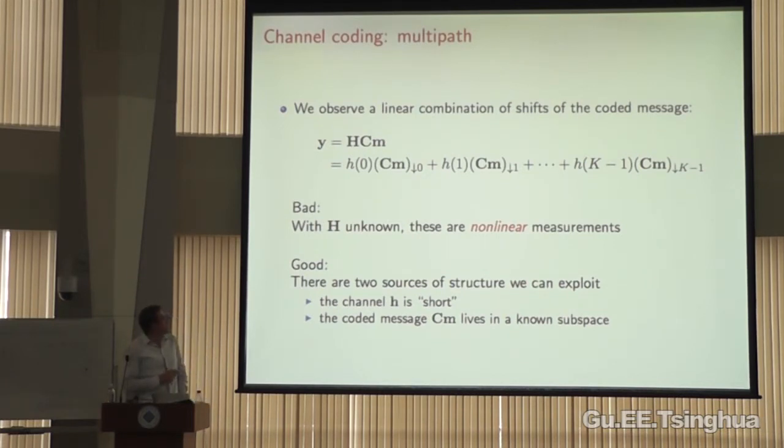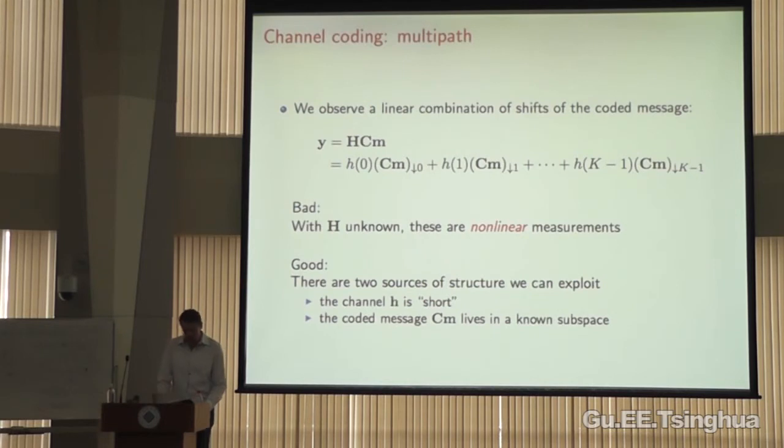You're observing H times C times M. I don't know M, and I know C, but I don't know what the channel looks like. So I can view it like this: what I'm seeing is Y. If h0, h1 through h_{k-1} is the first row of H, what I'm seeing is Cm times h0, plus Cm shifted by 1 times h1, plus and so on up to Cm shifted by k minus 1 times h_{k-1}. So there are m's and h's all over here. This is, again, one of these bilinear systems of equations, and we're going to deploy this low-rank structure to be able to solve it.